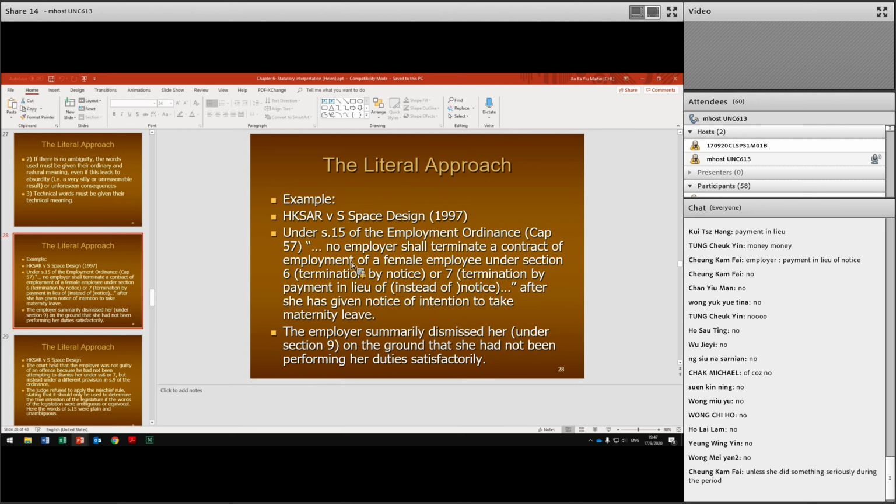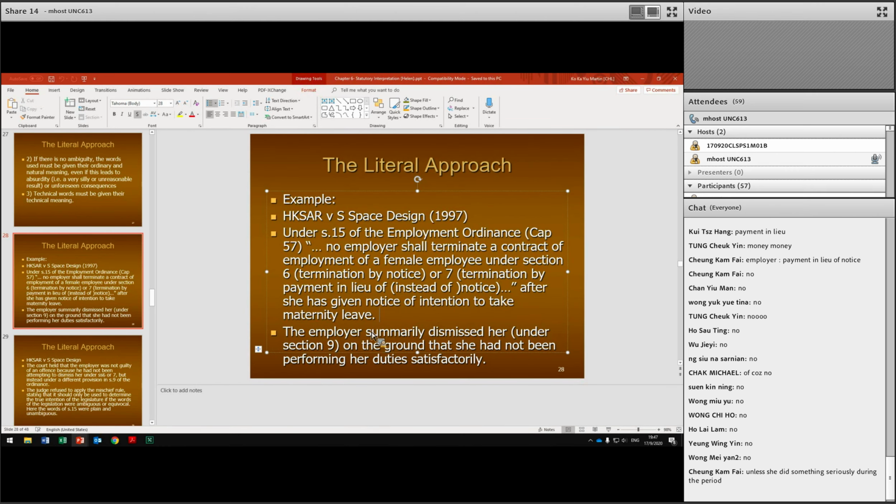Right? Under Section 15, no employer shall terminate the contract of employment of a female employee under Section 6 or Section 7 after she has given notice of intention to take maternity leave. That is the wording of Section 15 of the Employment Ordinance. But in this case, the employer summarily dismissed her, 即時解僱. So it's called summary dismissal. Summary means immediate.